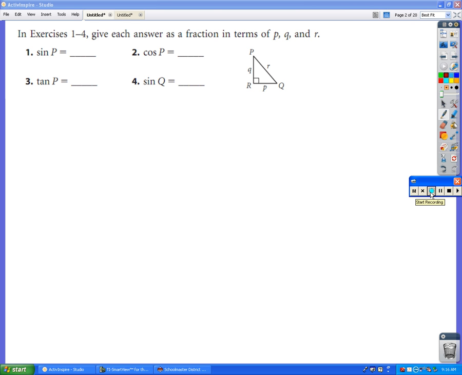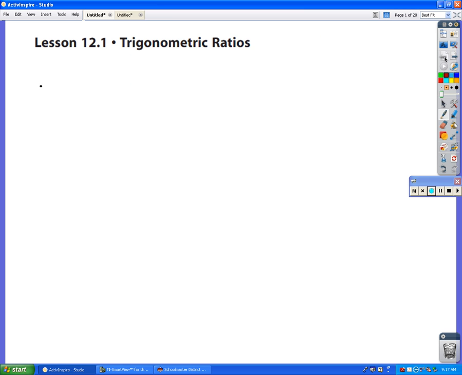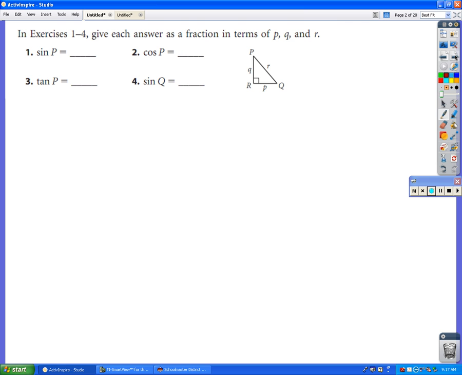Okay, so we're going to start with the chapter 12.1 worksheet, which is titled Trigonometry Ratios. Lesson 12.1, trigonometric ratios, and we're just going to work our way through all 4 of the worksheets. They're on my desk there, Erica, Stacia, if anyone.